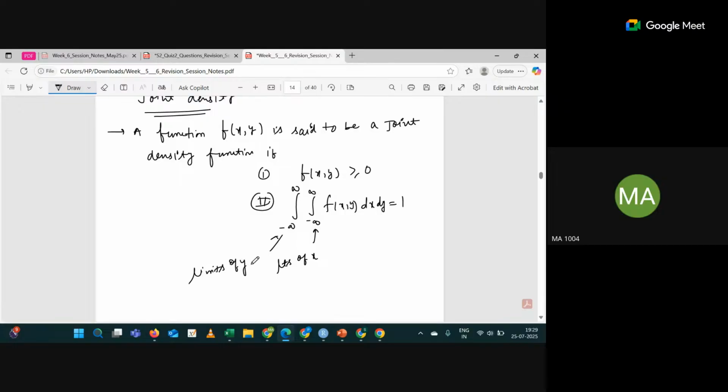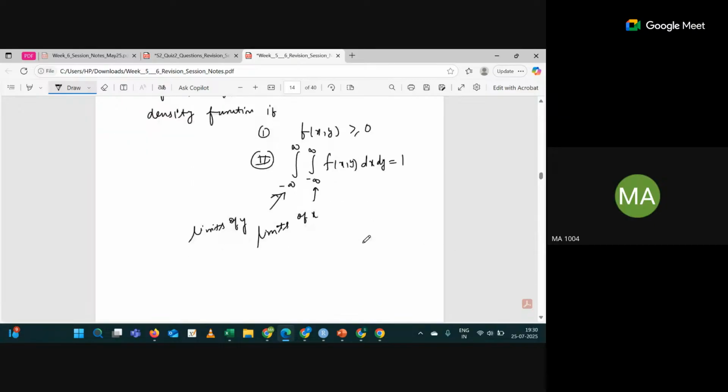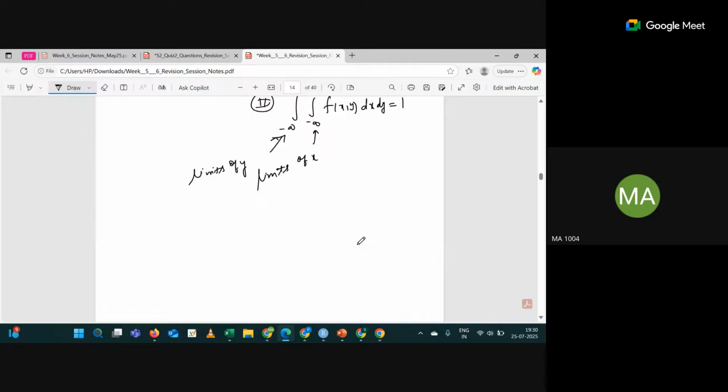If you can recall the week 6 open session, we discussed how to find the limits of x and limits of y. This is what to check, and it should also be piecewise continuous. So first of all, how do we calculate the probability?